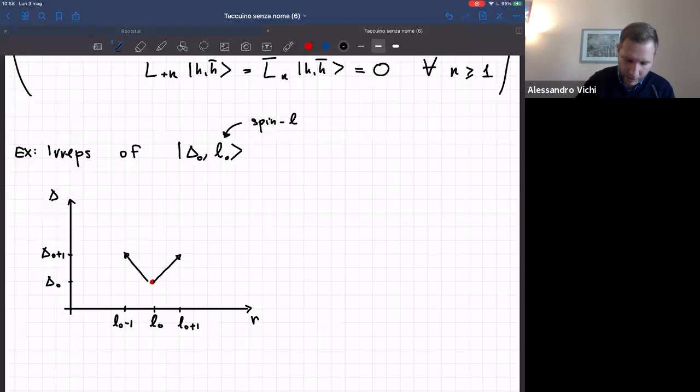When you're acting with more raising operators, you can start creating more states, sort of a picture of this flow. Okay? And you pass from one to the next with P mu.